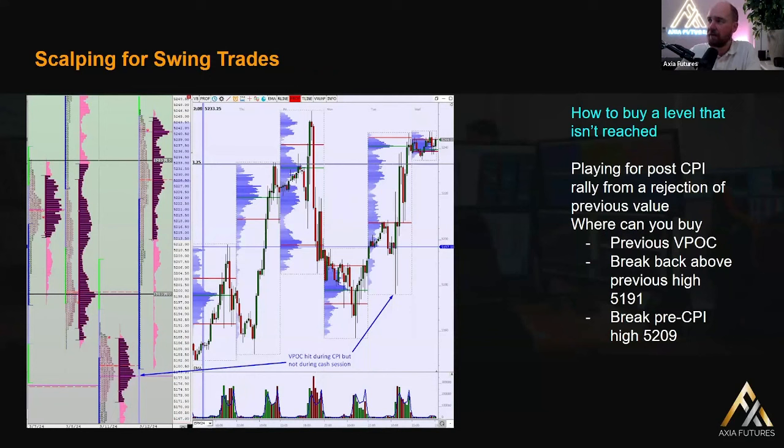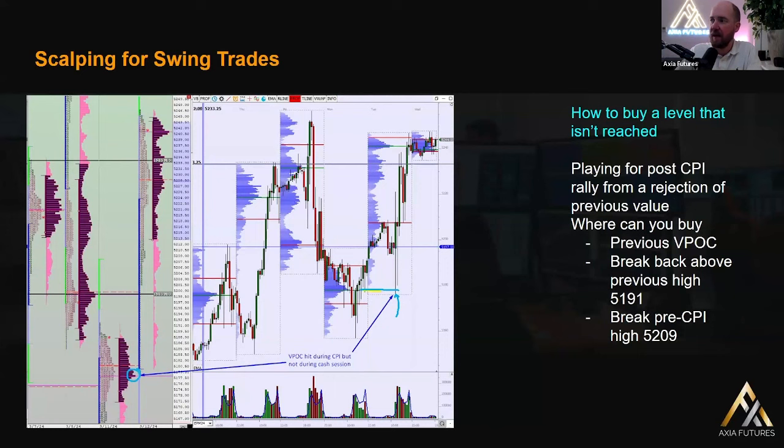What we're looking at here then, and we discussed this with the guys on the course during the day, is this idea of the S&P dropping down to the VPOC. I'll just change that color. Dropping down to this VPOC, so the previous high volume of the previous day. You can see that on your profile here. Now that was hit on the CPI data, that low. However, come the cash session, we don't reach it.